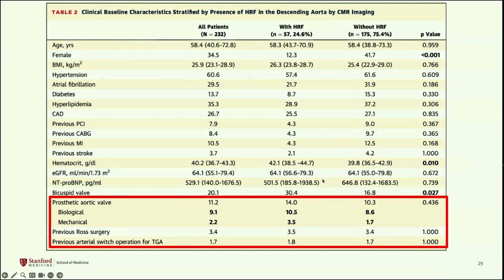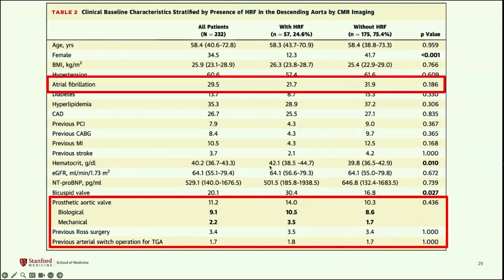But what I wanted to draw your attention to here at the bottom is that this was a real-world study. So some of these patients had prosthetic valves, some had Ross procedure before, some had an arterial switch, not the majority, and a good number had atrial fibrillation. So my cardiac MRI colleagues over here know that that can be the bane of our existence for some of these studies with trying to ECG gate, and that just like echocardiography, we can struggle with our quantification in the setting of atrial fibrillation.